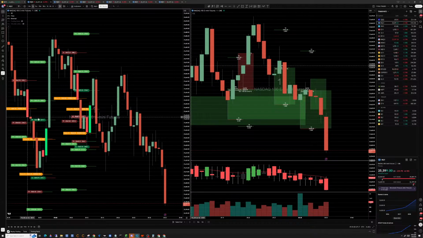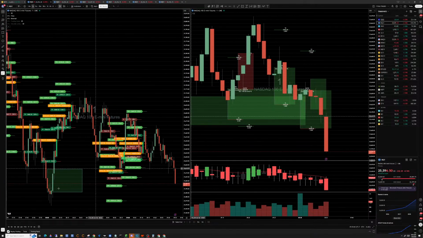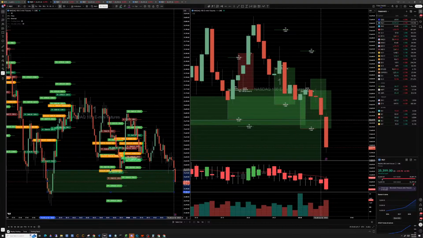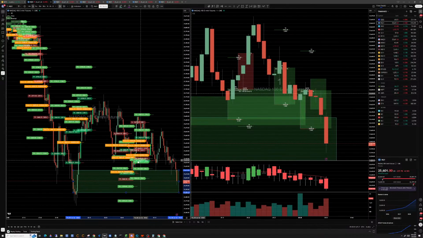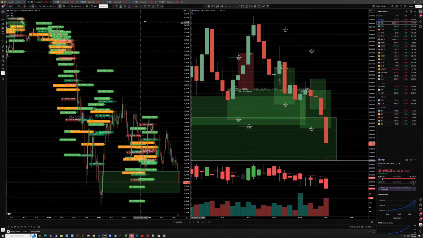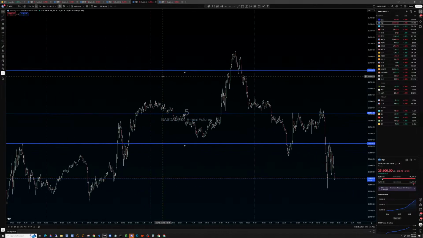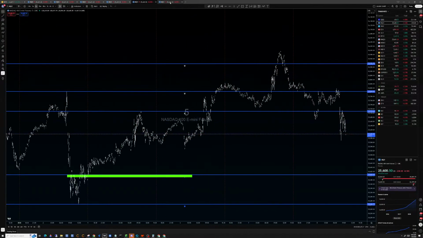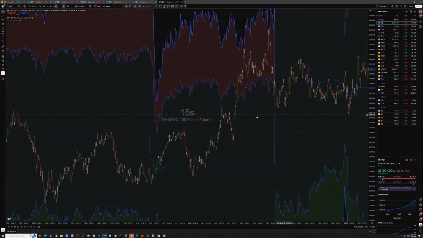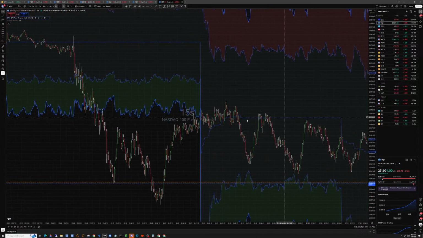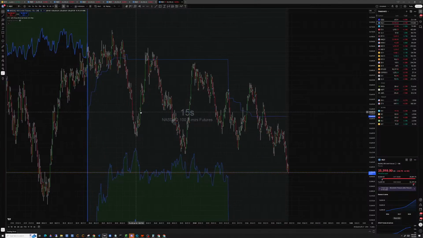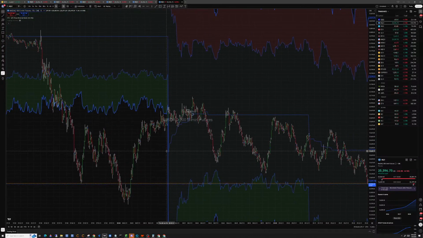We're right back at that low again. Interesting little area. I wonder if we actually go down there to that old Tuesday low now.